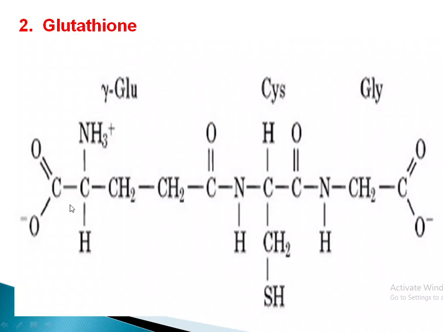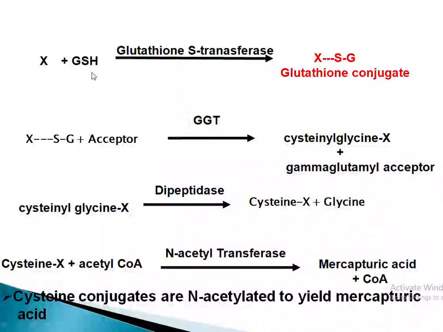Glutathione is a tripeptide: glutamyl, cysteinyl, glycine. It conjugates a number of xenobiotics including certain drugs. Glutathione is always abbreviated as GSH because it is the sulfhydryl group of the glutathione that takes part in the reaction. This conjugation reaction is catalyzed by the enzyme glutathione S-transferase, which is found in high concentration in liver cells.